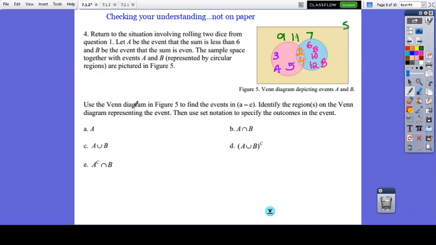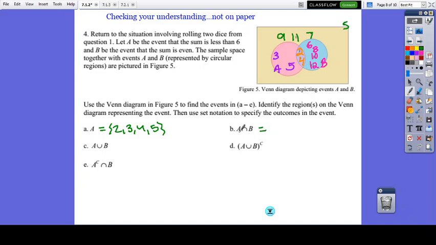Okay, so use that Venn diagram to identify these. Go ahead and pause the video, try these out, and then come back and see how you did on these different things. Okay, event A. Even though I'm looking at this Venn diagram and it looks like it's 3 and 5, realize event A is this whole circle. Okay, so event A is 2, 3, 4, and 5.